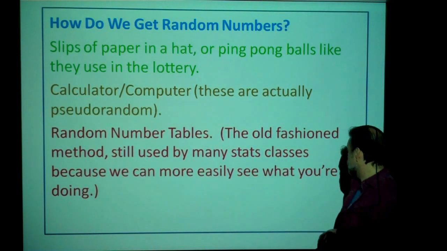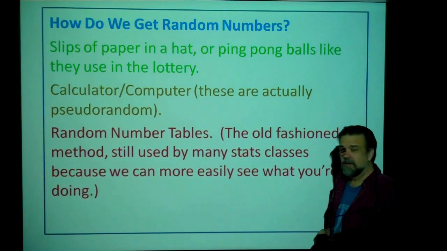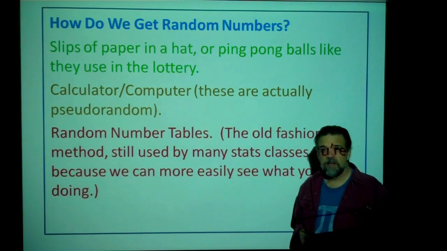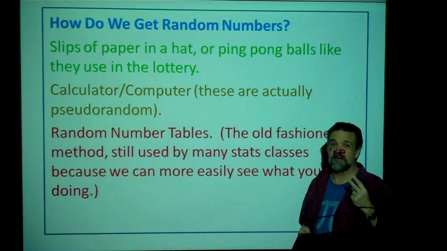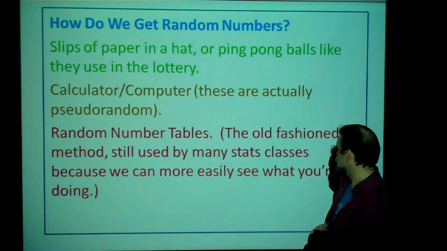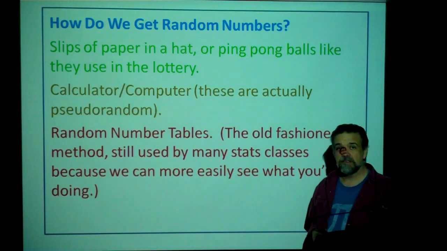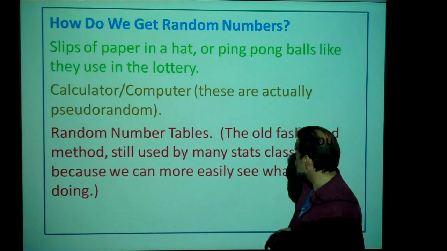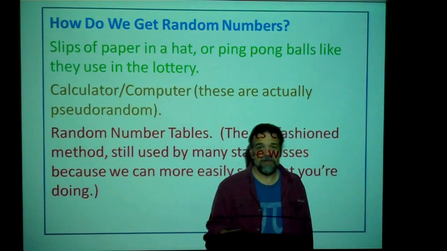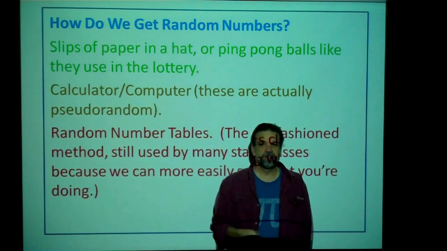Random number tables, these are the old school method of getting random numbers. Really, there's only two types of people left in the world that use random number tables. Stats students and stats teachers, okay? And the only reason we use them is because that way I can see what you're doing, okay?